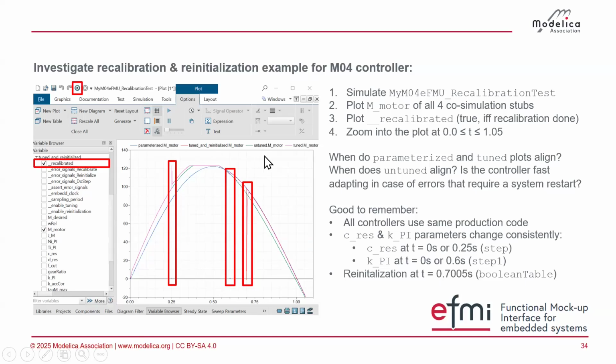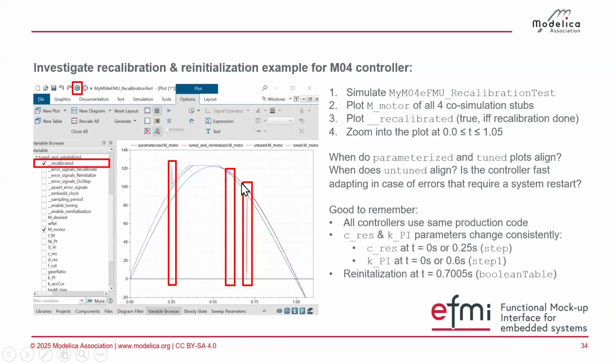And another thing you should plot is this recalibrated signal. That means, when did we do the recalibration? And then you get these little spikes here. Here was one recalibration happening, here was another recalibration happening. And now it's interesting. What you can see in this plot: when do parameterized and tuned align? When do they have the same trajectories? When does untuned align? Is the controller fast adapting in case of errors that require a system restart?